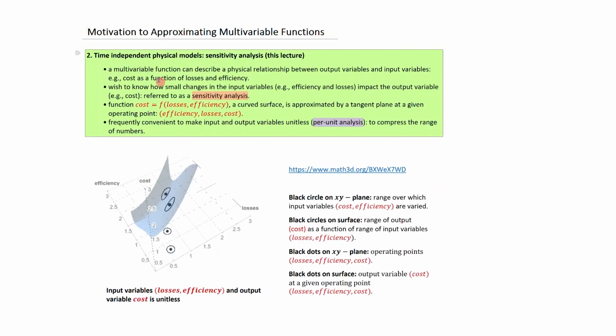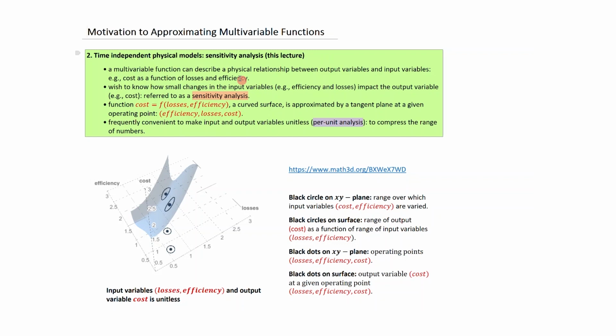All right, second would be time-independent physical models, also called sensitivity analysis. That's covered in this lecture. And so let's just go through quickly to describe what this is. A multivariable function can describe a physical relationship between output variables and input variables. For example, cost is a function of losses and efficiency.